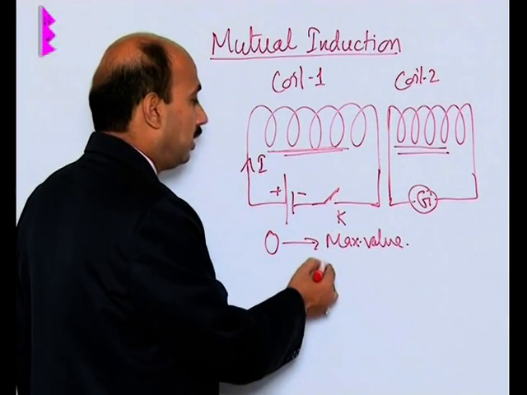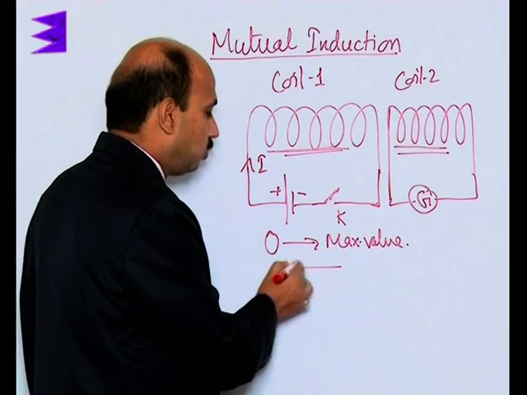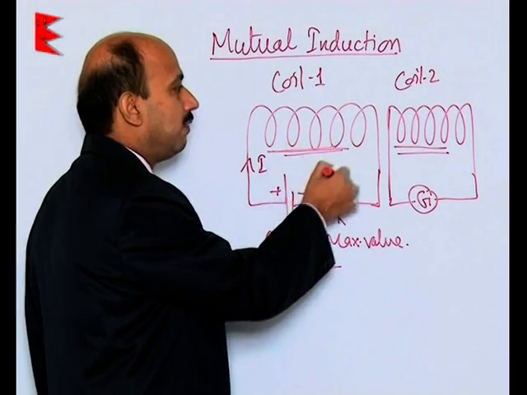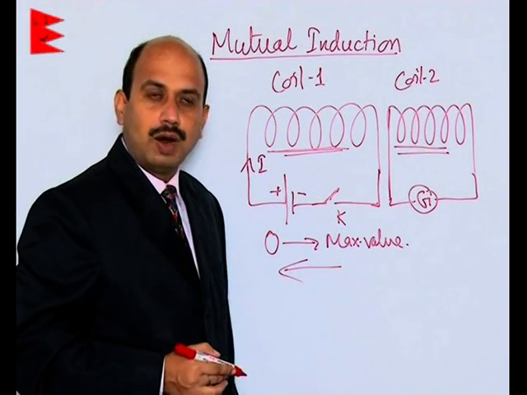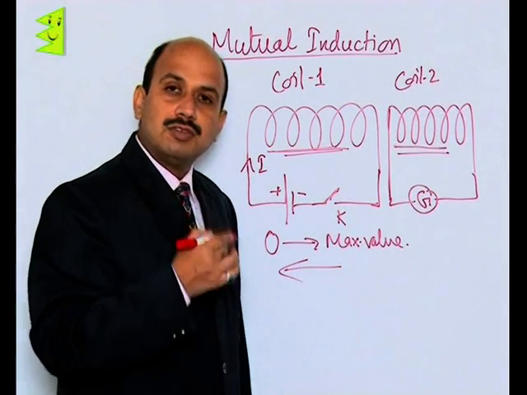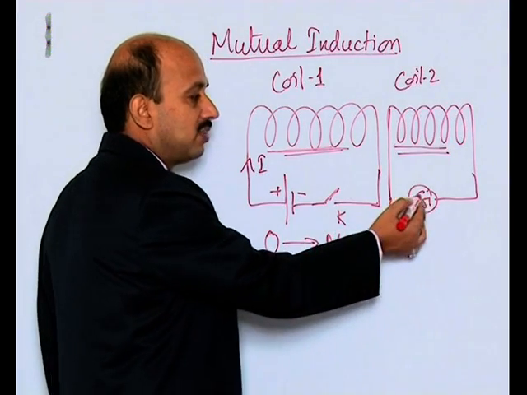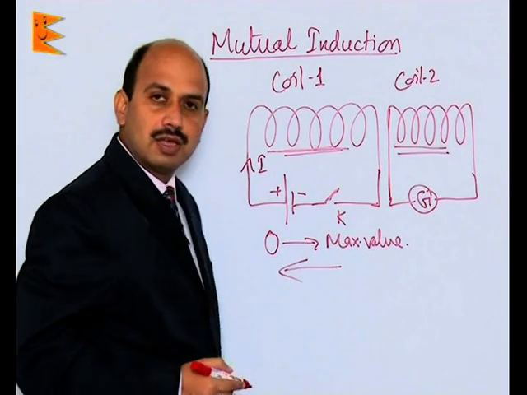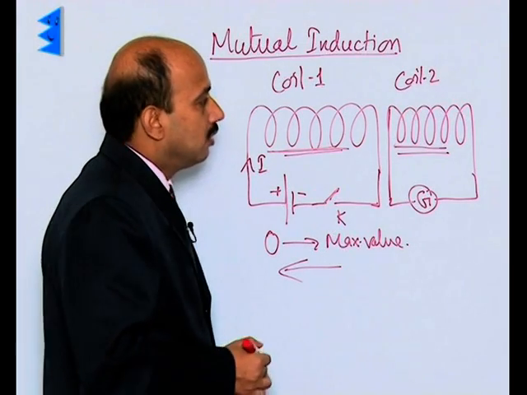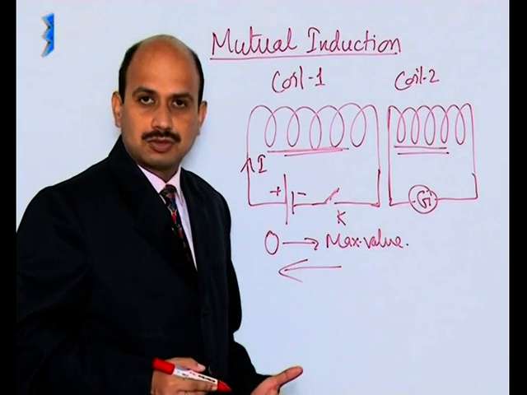Similarly, when the switch is opened, the current reduces from maximum to 0, and when the current reduces, the magnetic flux linked with coil 1 reduces. So, an EMF is induced in this coil which opposes this decrease in the magnetic flux, and because of that there is deflection in the galvanometer to the other side. Initially it was to the right, so now it should be towards the left. This phenomenon is known as mutual induction.